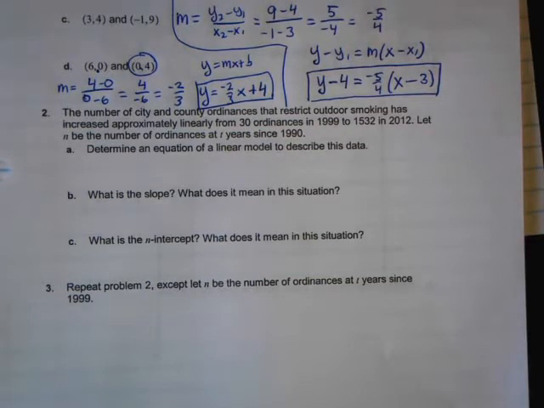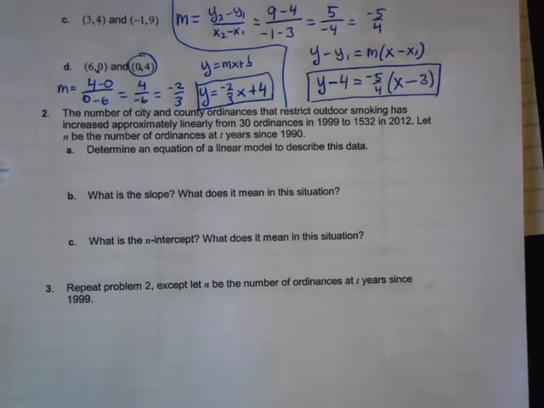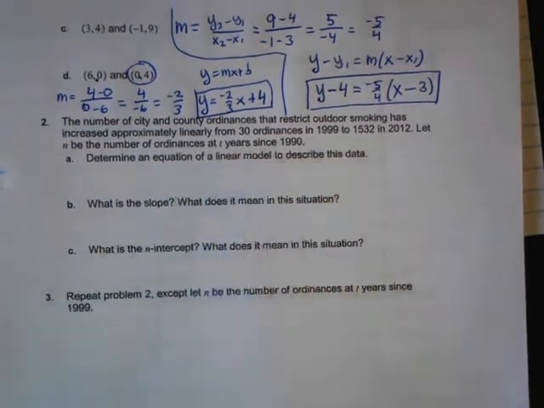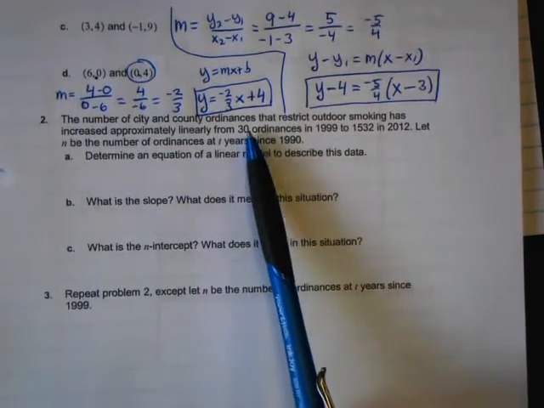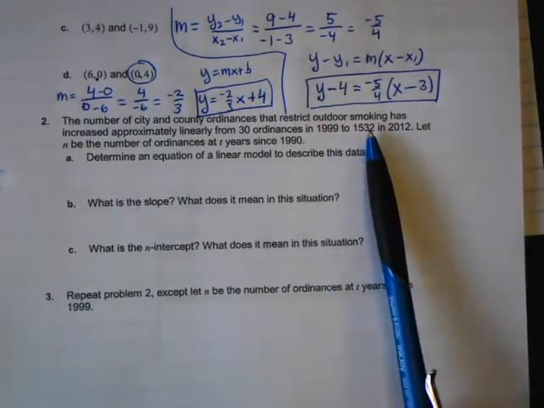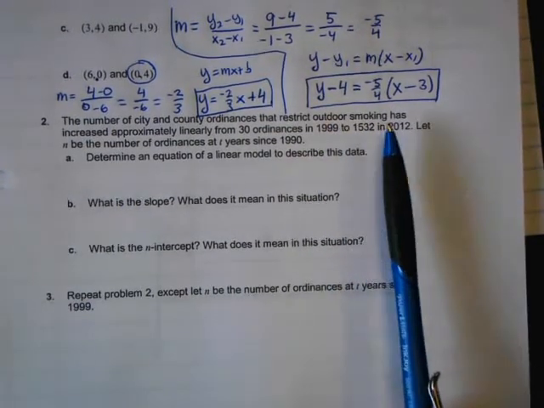All right, so there's lots of words there. What are they asking you to find? What does it mean when it says determine an equation of the linear model? It wants us to do exactly what we've been doing. It wants us to find the equation of a line. Okay? And what it's really done, it's just given us 2 points. It told us we have 30 ordinances in 1999, that's 1 point, and we have 1532 ordinances in the year 2012.